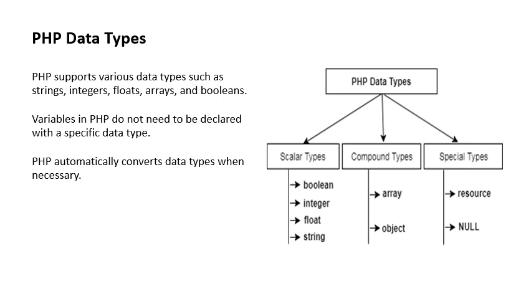And there are compound types, where we have to use more than one value, so we use an array or object. And there are also special types in PHP data types, that is resource and null. We have to know about that. PHP automatically converts data types when necessary.